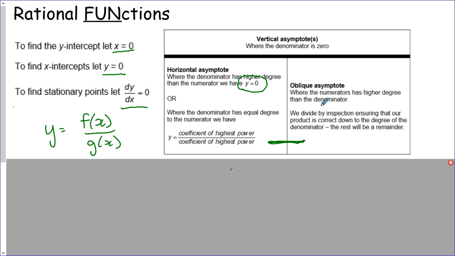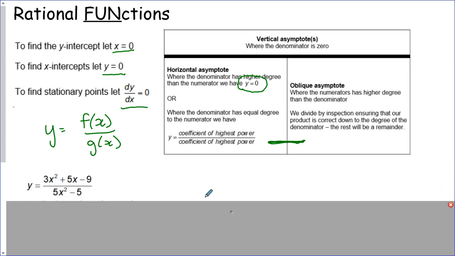Right. An oblique asymptote is where we have a higher degree on the numerator than on the denominator. And so what we do is we divide by inspection, ensuring that our product is correct from the highest power down to the degree of the denominator, and the rest will be a remainder. So let's have a look.